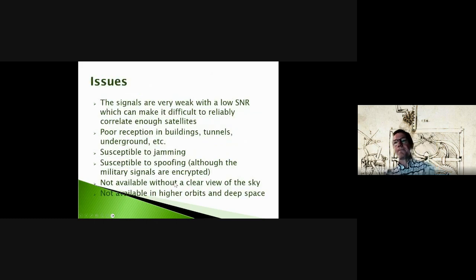Okay, so finally, some of the issues we have. The signals are very weak, kind of by design, partly because satellites have limited energy available to them, and size associated with them, but the signals are very weak with a low signal to noise ratio. Again, you'll study this a little bit more in communication systems next semester if you're a senior, but basically you end up with a lot of noise that's masking your signal, and it makes it difficult to reliably correlate enough satellites. If you're in a building, good luck, right?